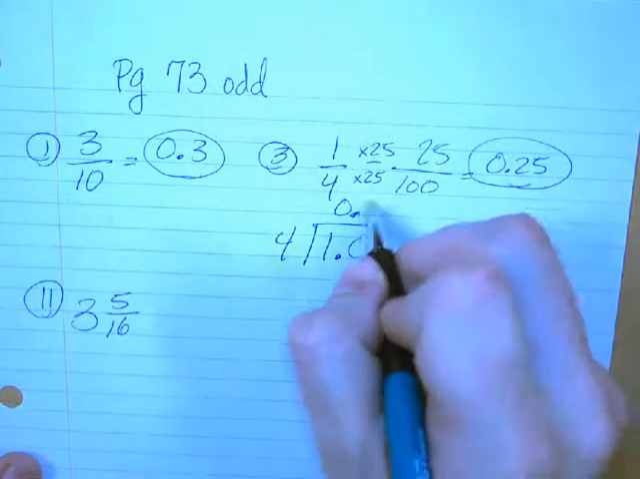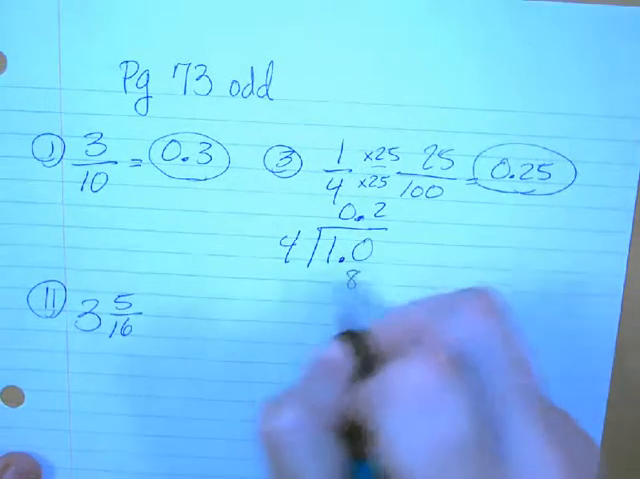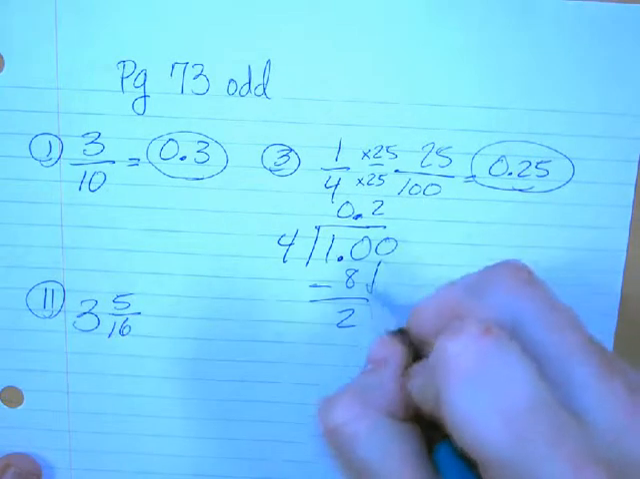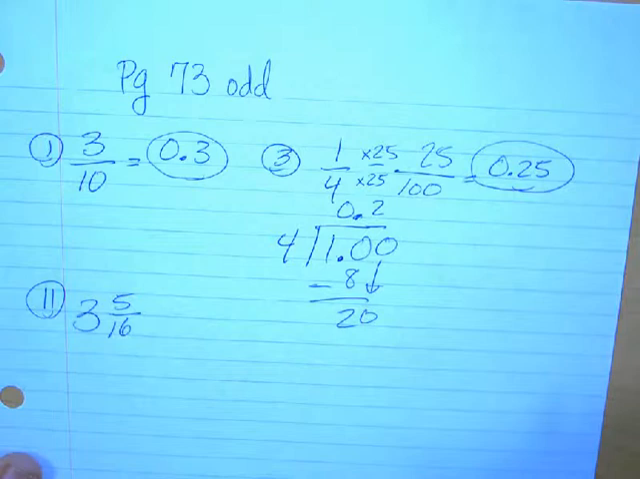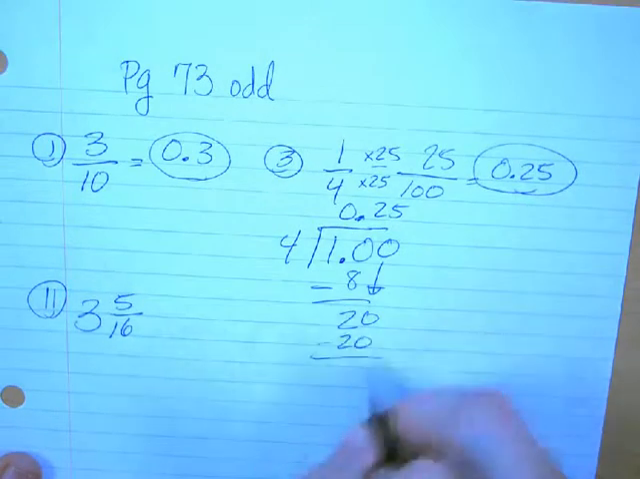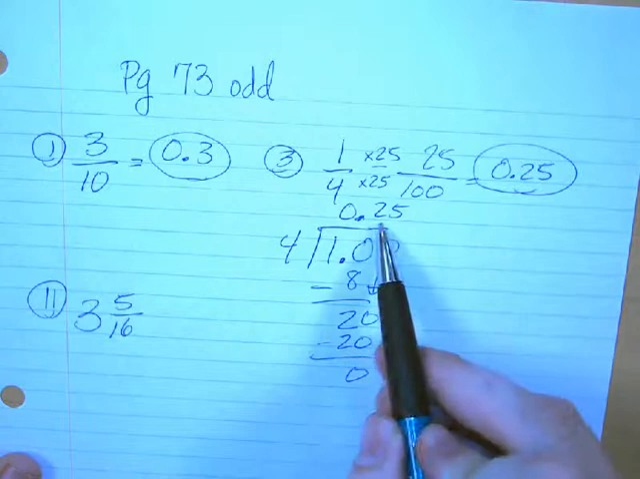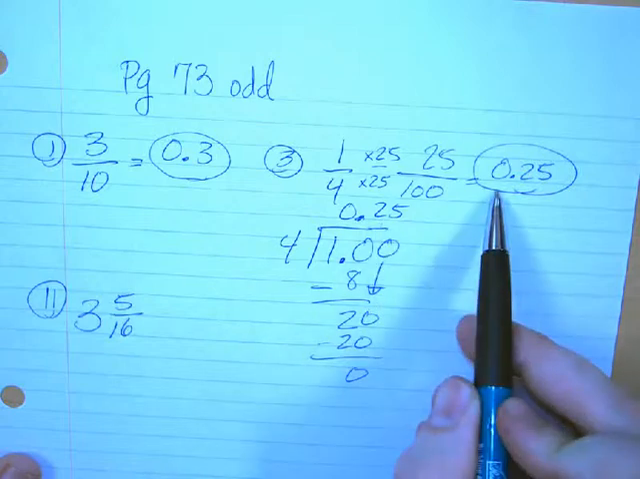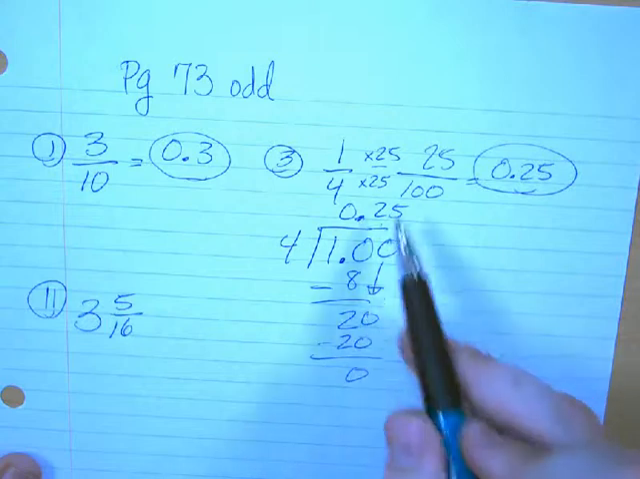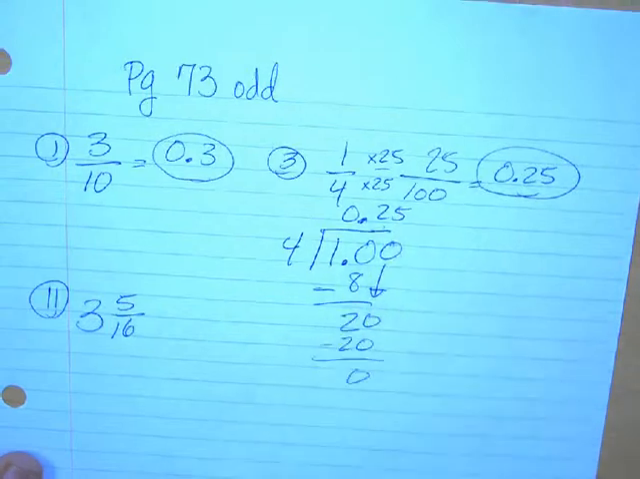4 goes into 10. It's going to be 2 times. I'm going to have a remainder of 2. I don't put an R. Add an annex of 0. Drop it down. 4 goes into 20, 5 times. And you can see we get the same answer. Okay? So there's 2 ways to do it. The division way and the shortcut way.